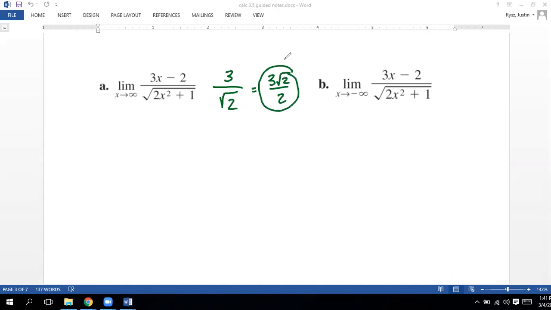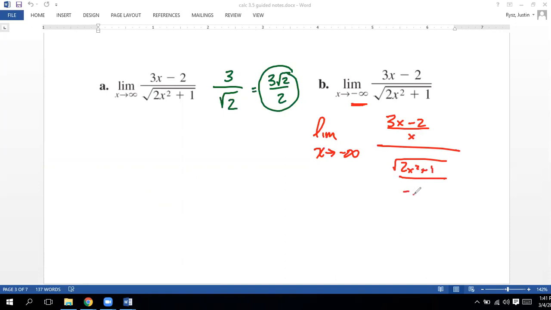Okay. Now, how does this change when we're going towards negative infinity? When we go towards negative infinity, we are going to do the exact same process, but we do need to make a change because we are dealing with a square root. We don't have to do this when it doesn't have square roots. So we're still going to do 3x minus 2 divided by x. On the bottom, though, we are going to take the square root of x squared plus 1. We have to divide by negative radical x squared to make sure we're going towards the negative side.